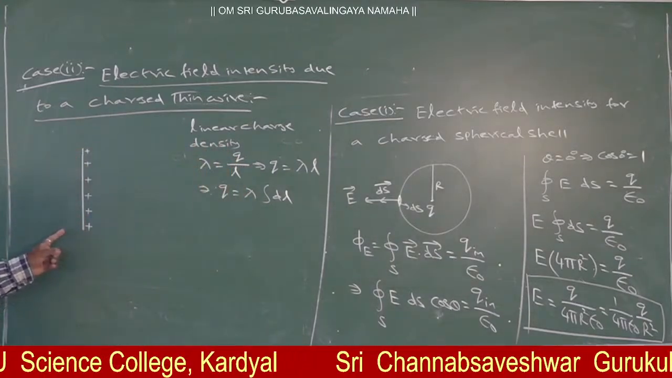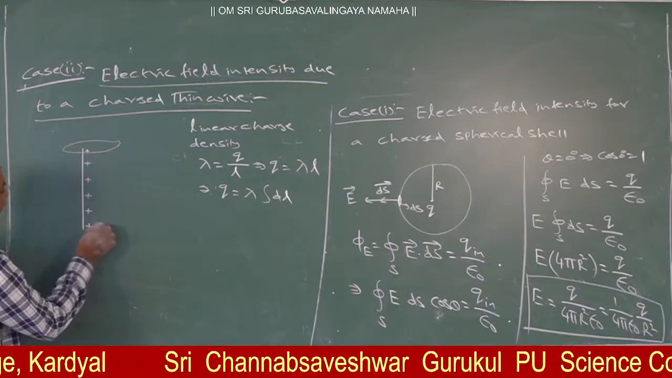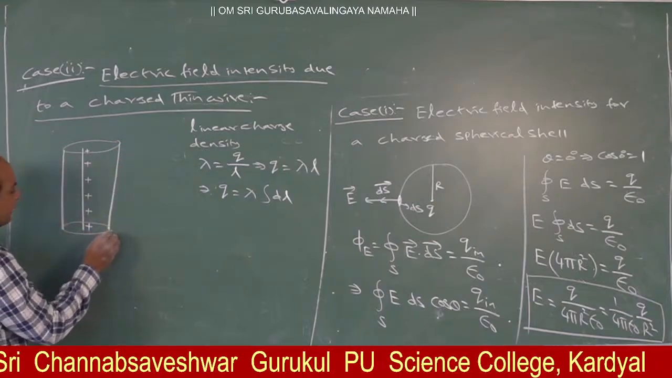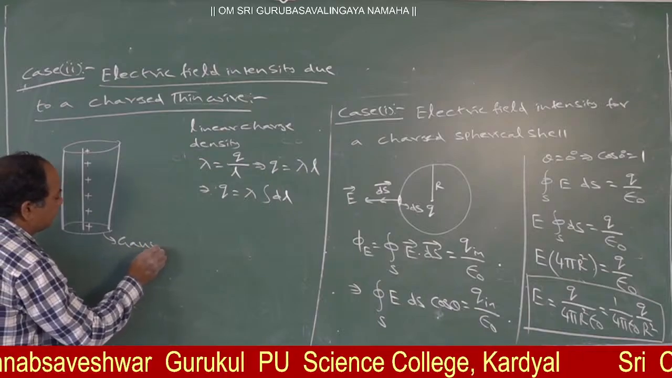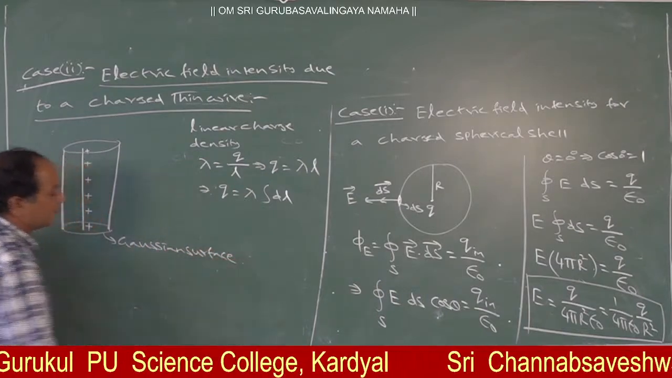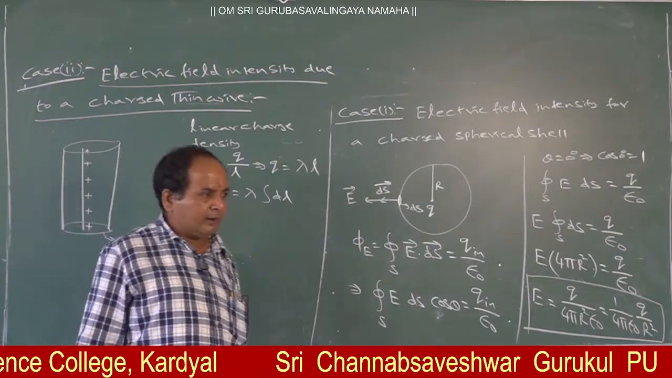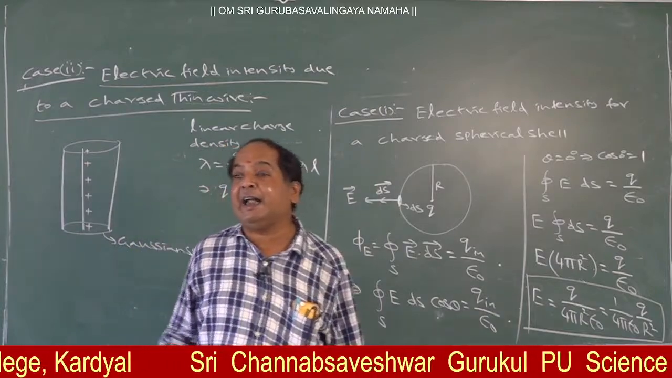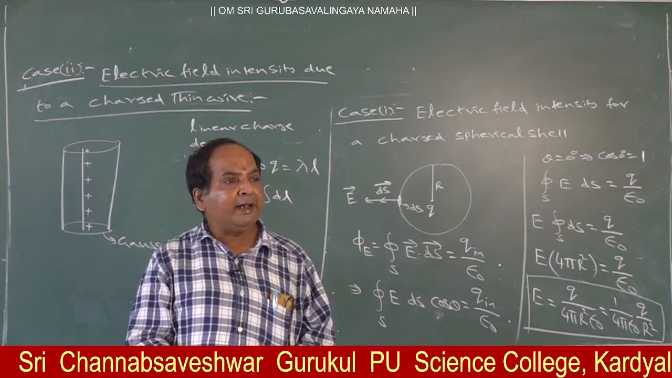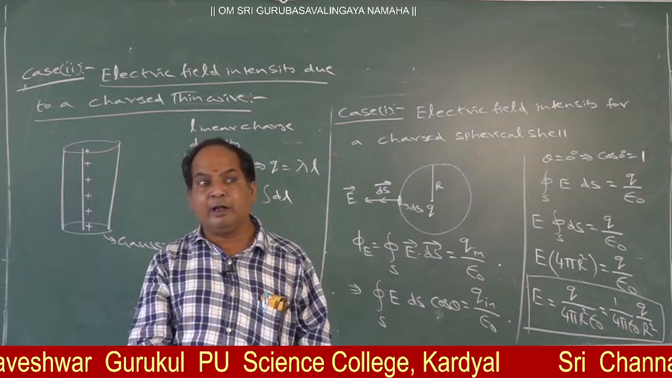Here it is not enclosed. That's why, to enclose it, we should assume one surface, and that surface is said to be the Gaussian surface. What is meant by Gaussian surface? If the charge is not enclosed, then to enclose it, we arrange some additional surface. That surface is the Gaussian surface.